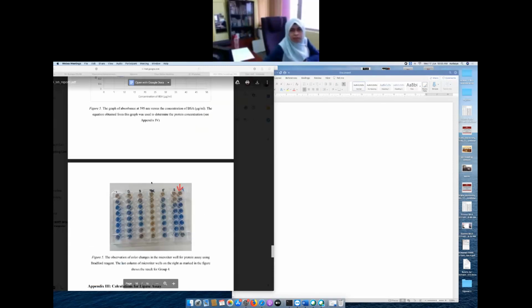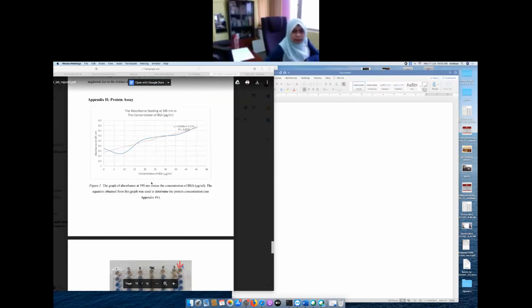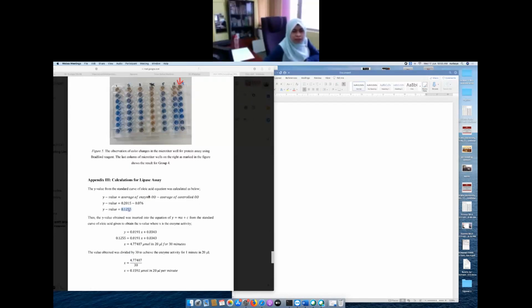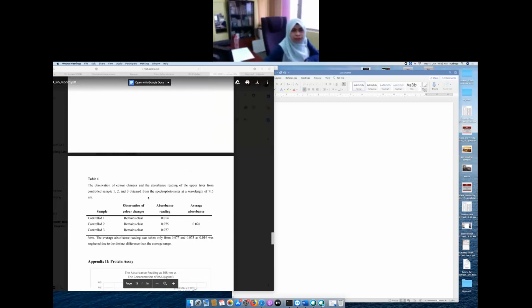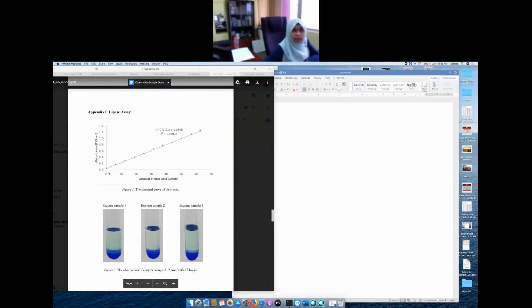I repeat, the absorbance is here, 0.1255. And then we go back here and check, it is supposed to be this. This will be the value of x, I mean the micromole of fatty acid.